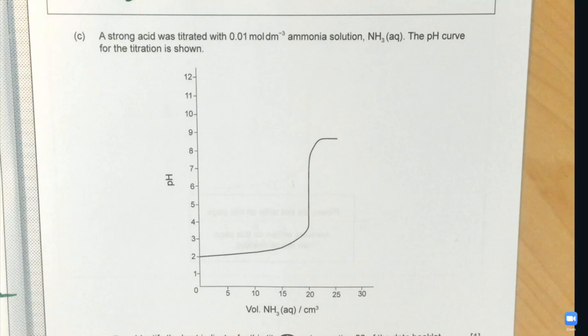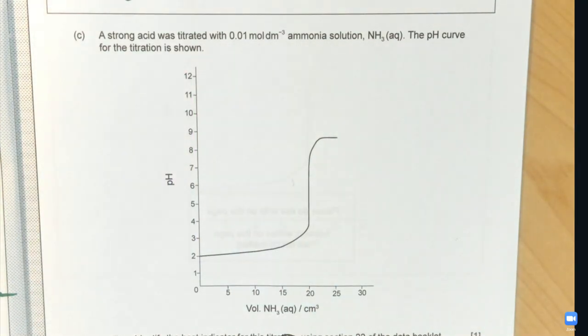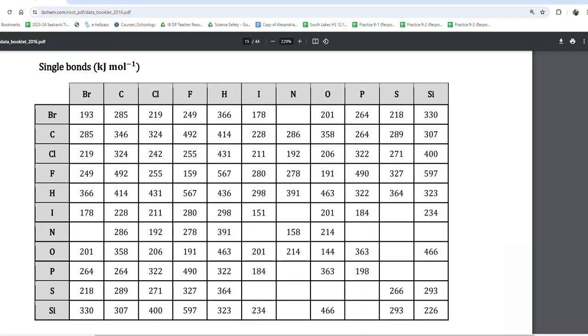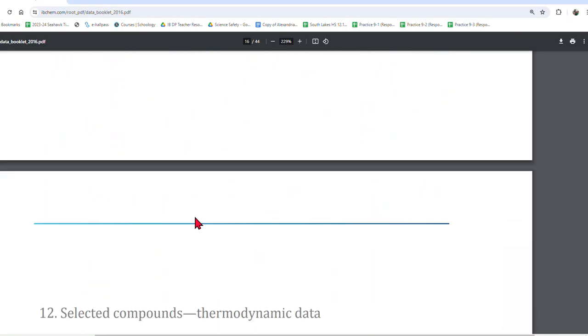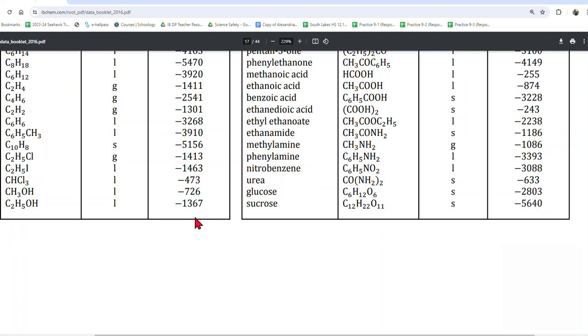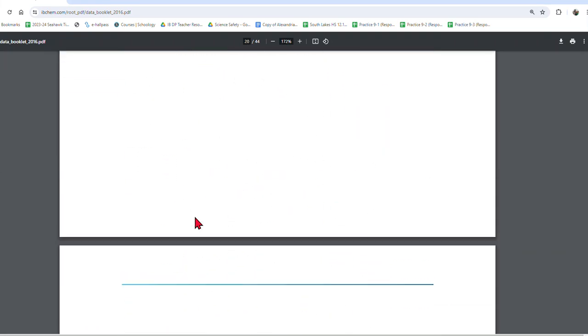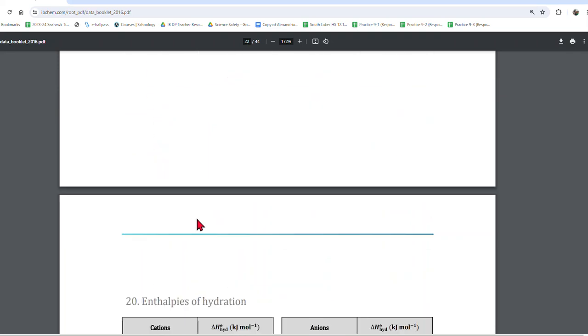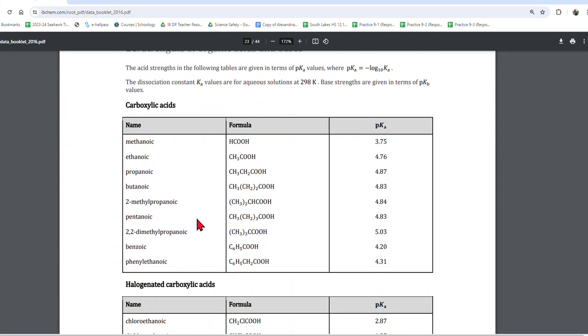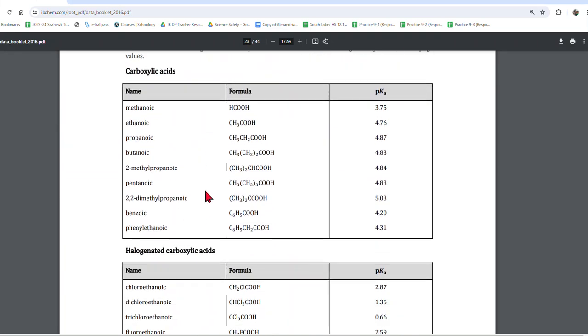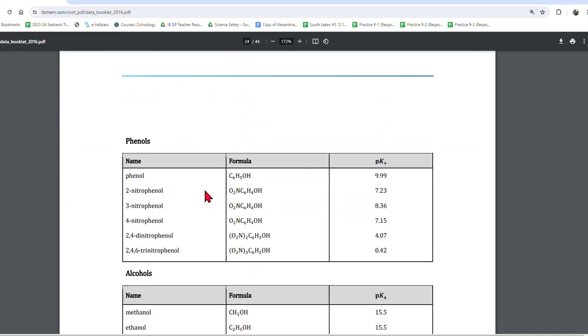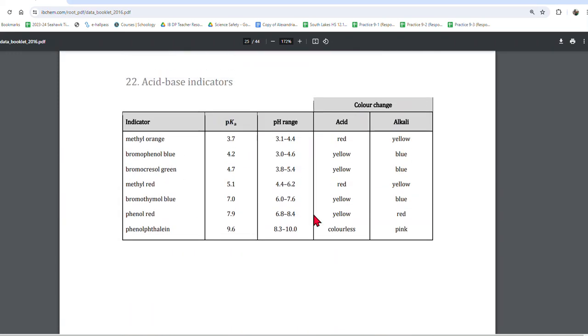All right. Part C says a strong acid was titrated with 0.01 molar ammonia. The pH curve is shown. Identify the best indicator using section 22. So when we scroll down to 22, that's our acid-base indicators. We want an indicator that changes within the equivalence point, right? And it's got to be within one of the pKa for the acid or pKb for the base.